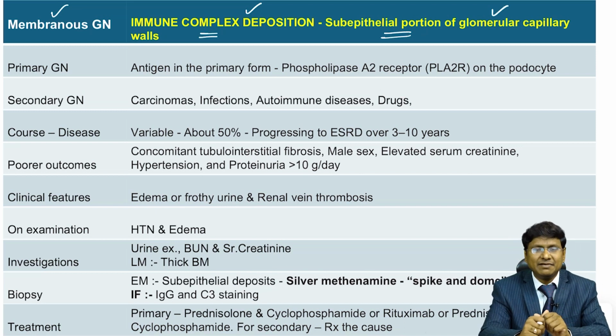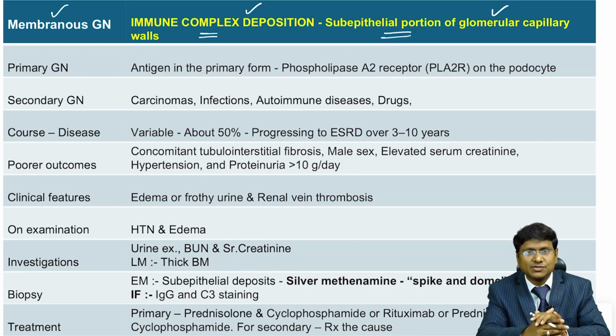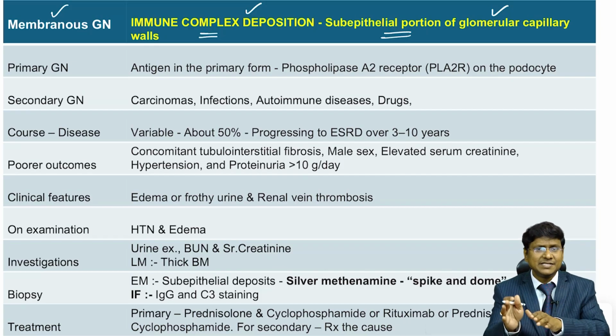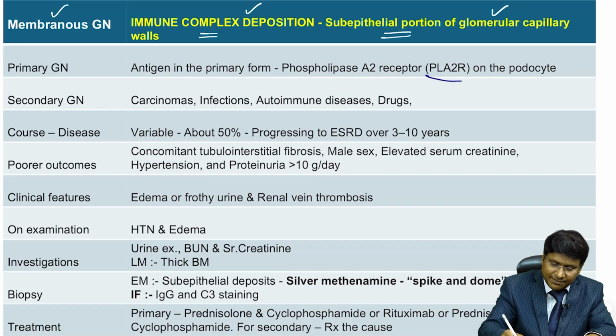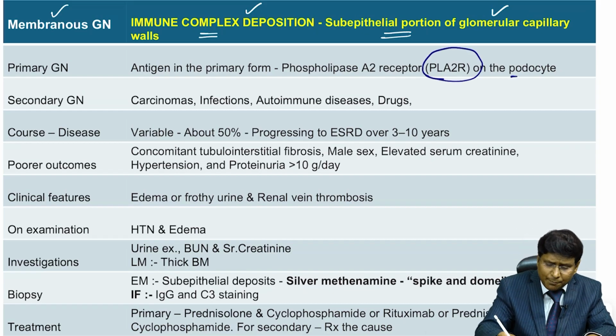And for the development of membranous glomerulonephritis, we have two forms: primary and secondary membranous glomerulonephritis. Now, what is this primary membranous glomerulonephritis? Primary, it is due to immune complex deposition. What does this immune complex contain? One antigen, the other one is antibody. What is the antigen in this immune complex? The antigen in this immune complex will be phospholipase A2 receptor on the podocyte.